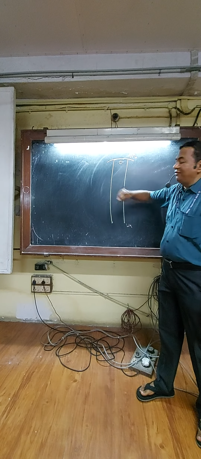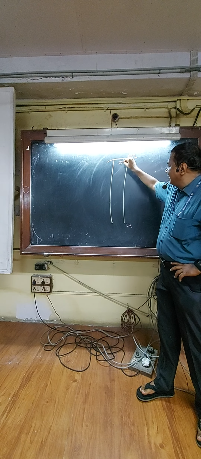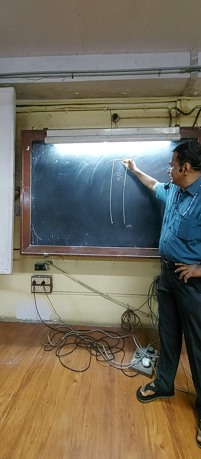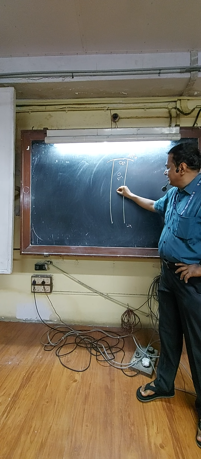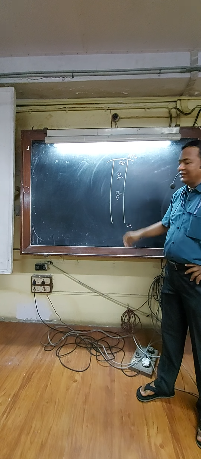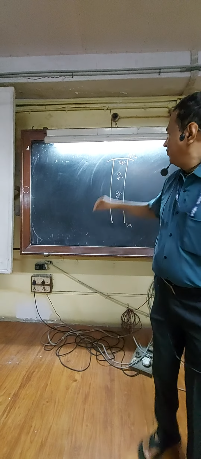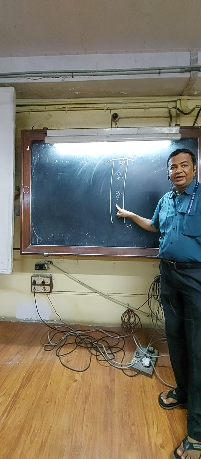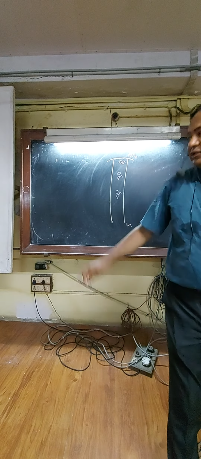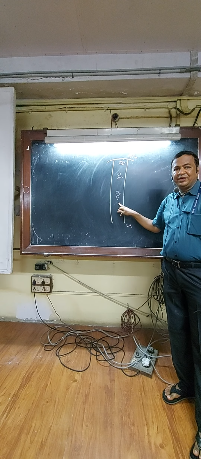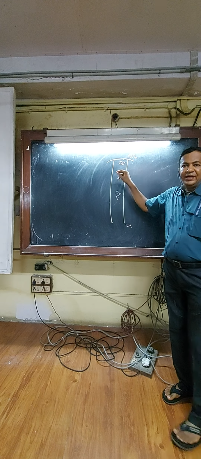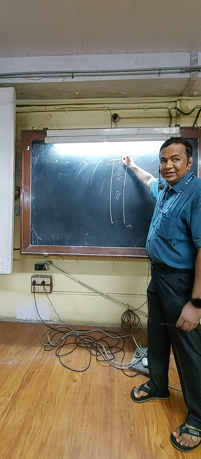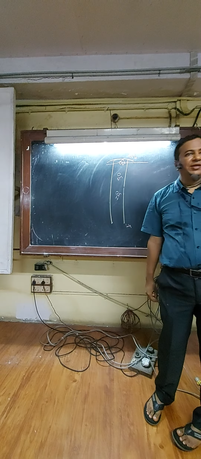Aorta almost at the level of T12, immediately on coming out gives celiac trunk, then gives superior mesenteric artery. These are anterior branches. Okay, celiac trunk, superior mesenteric artery and inferior mesenteric artery. Foregut, midgut and hindgut. Celiac trunk, superior mesenteric and inferior mesenteric. Celiac trunk gives hepatic, left gastric and splenic.